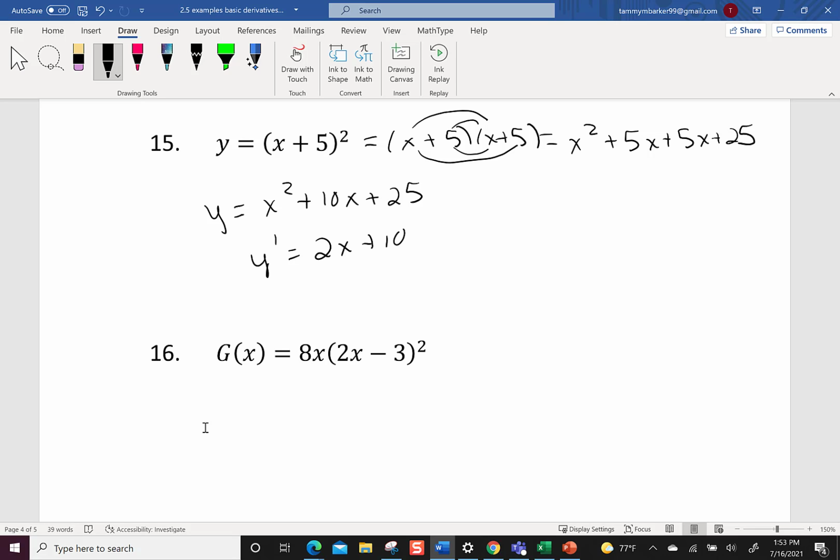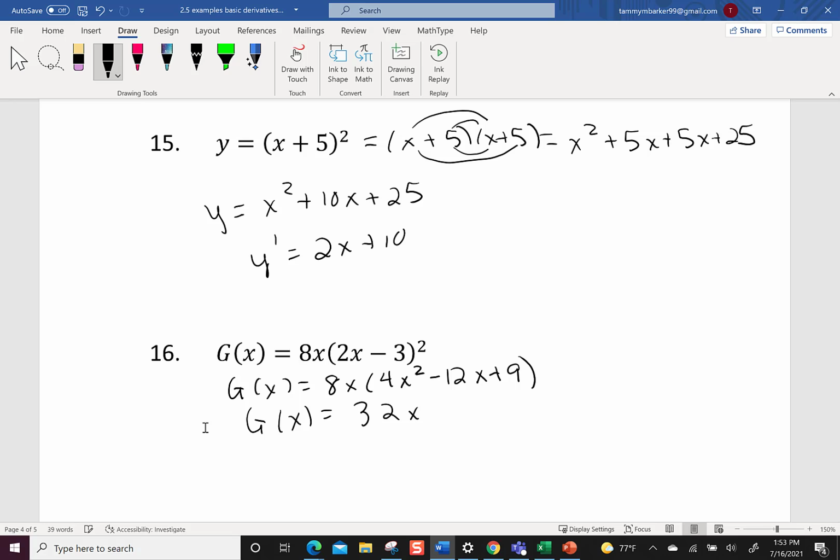Same thing's happening with g of x. I again have a square, but I also have a coefficient. So I have g of x is 8x times 2x minus 3 squared. Well, let's do a couple steps. We'll start with 2x minus 3 squared. 2x squared is 4x squared. The middle term, I do 2 times negative 3 times 2. So 2 times negative 3 is negative 6. Negative 6 times 2 is negative 12, and I keep the x. 3 squared is 9. Now I want to multiply 8x times 4x squared minus 12x plus 9.